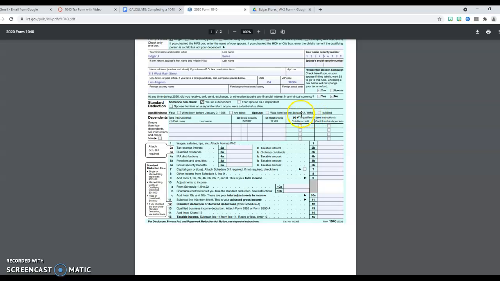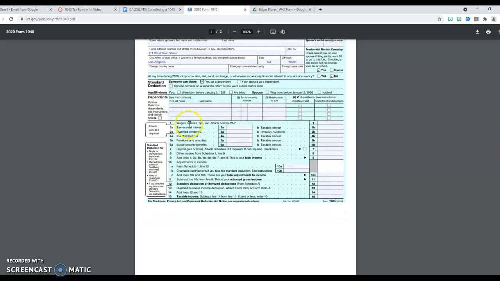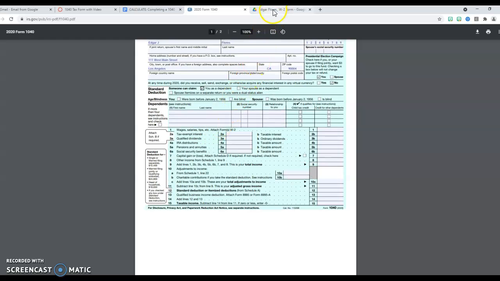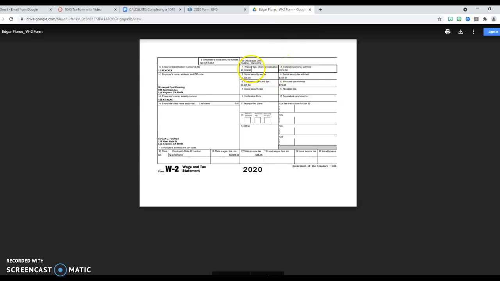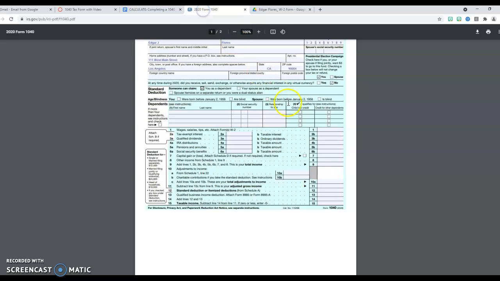None of the others will apply, so we're going to come down to number 1. What are his wages, salaries, and tips? Well, his W-2 form, I'm going to go up and click on W-2. It was $5,505. So I'm going to come to his form and put $5,505. You can put .00 if you like, or if you don't, just leave it as is.